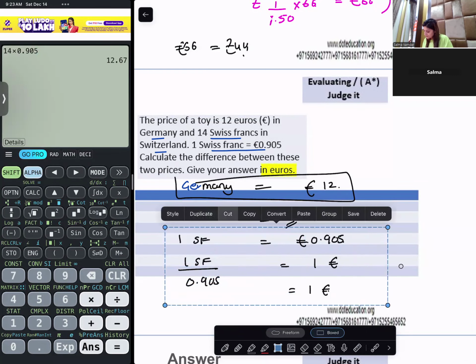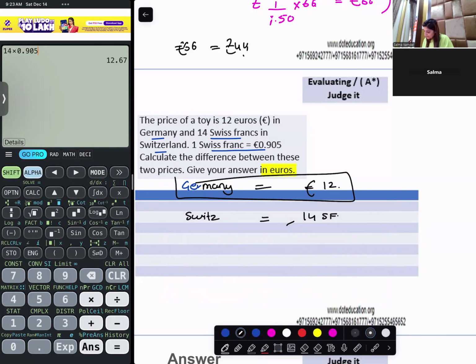They want the answers in euros. They've already given us that 1 Swiss franc is 0.905 euros. Price in Germany is 12 euros. Price in Switzerland is 14 Swiss franc. 1 Swiss franc is this much. So price in Switzerland, I would multiply this 14. I want in euros, so 14 Swiss franc would be 14 into 0.905, which makes it 12.67 euros.